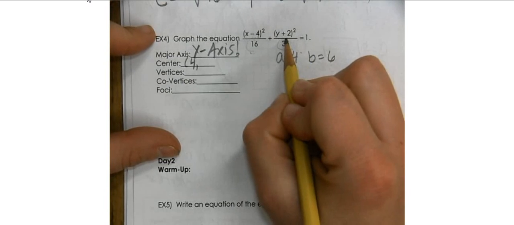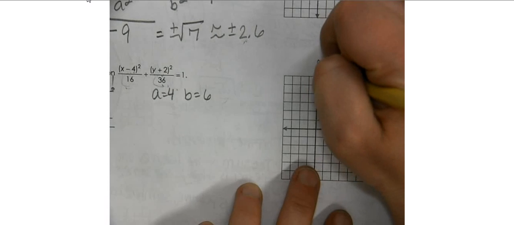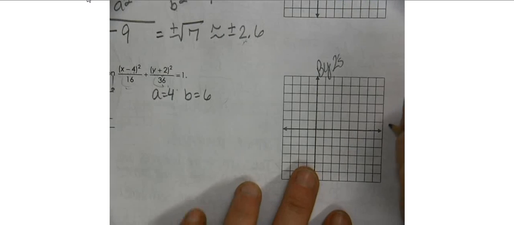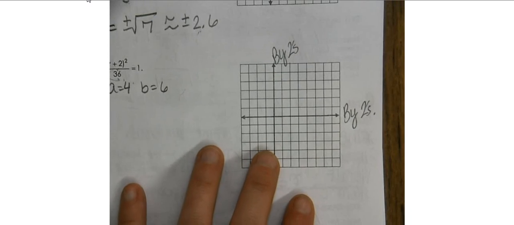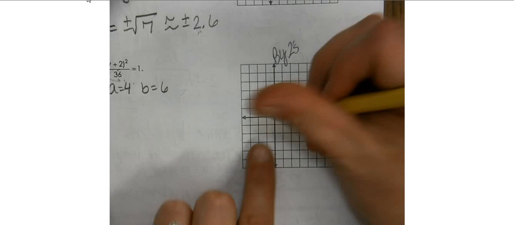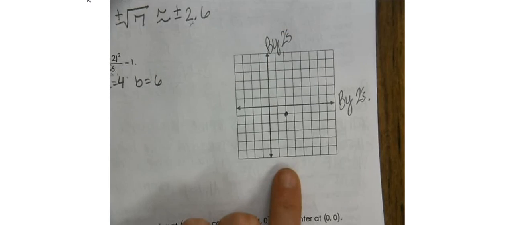My center is the opposite of what I see. The opposite of a minus 4 is a positive 4, and the opposite of a positive 2 is a negative 2. Now, I'm here to tell you for this type of problem, based on counting and experience, we're going to go by 2s on our x-axis and our y-axis. So I'm going to count over 4, negative 2. So 2, 4, down to negative 2. So here is my center of the ellipse.